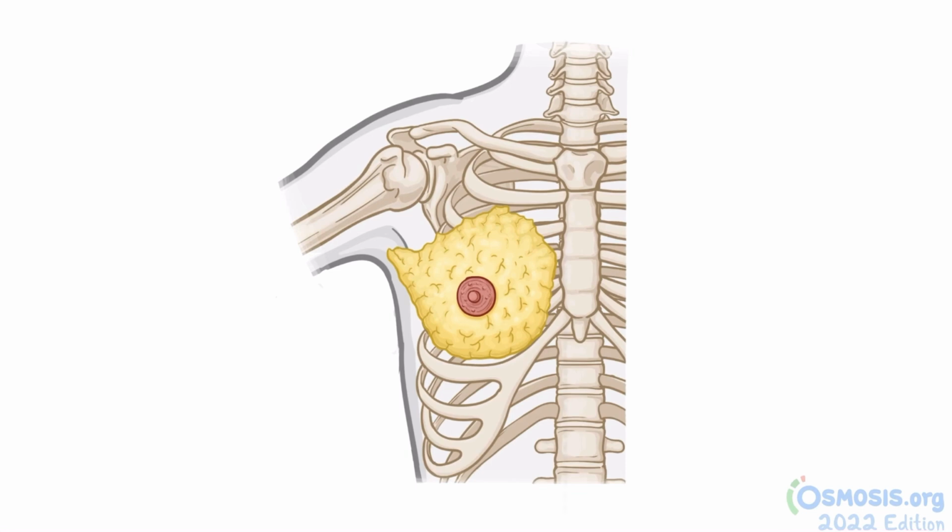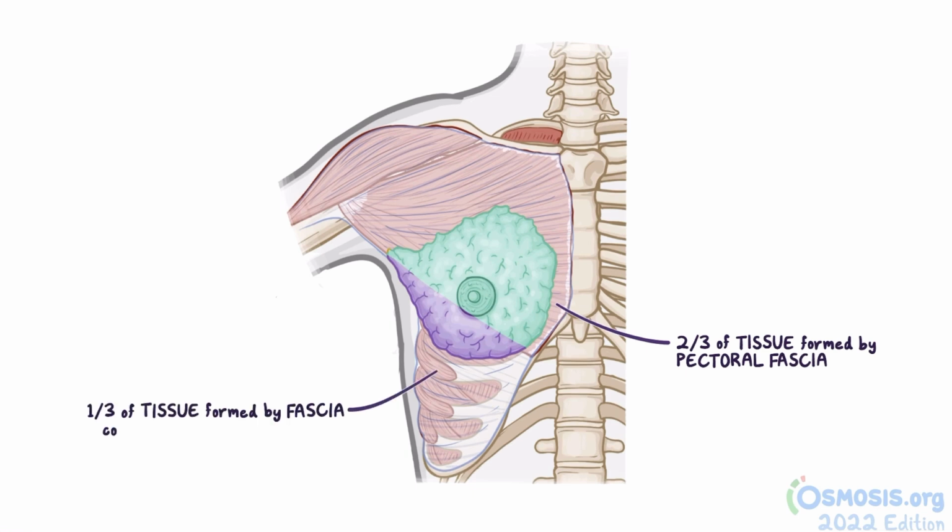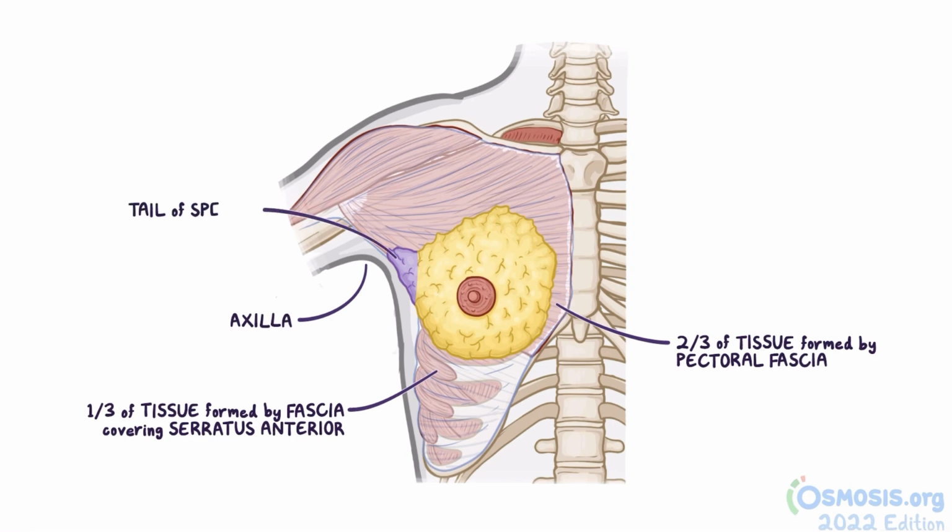Each breast has the following boundaries: transversally from the lateral border of the sternum to the mid-axillary line, and vertically from the 2nd through the 6th ribs. 2/3 of the underlying tissue of the breast is formed by the pectoral fascia covering the pectoralis major, and the other third is formed by the fascia that covers the serratus anterior muscle. A small part of the breast might extend along the inferolateral edge of the pectoralis major, going towards the axillary fossa or the armpit. Here it forms the axillary process or tail, called the tail of Spence.